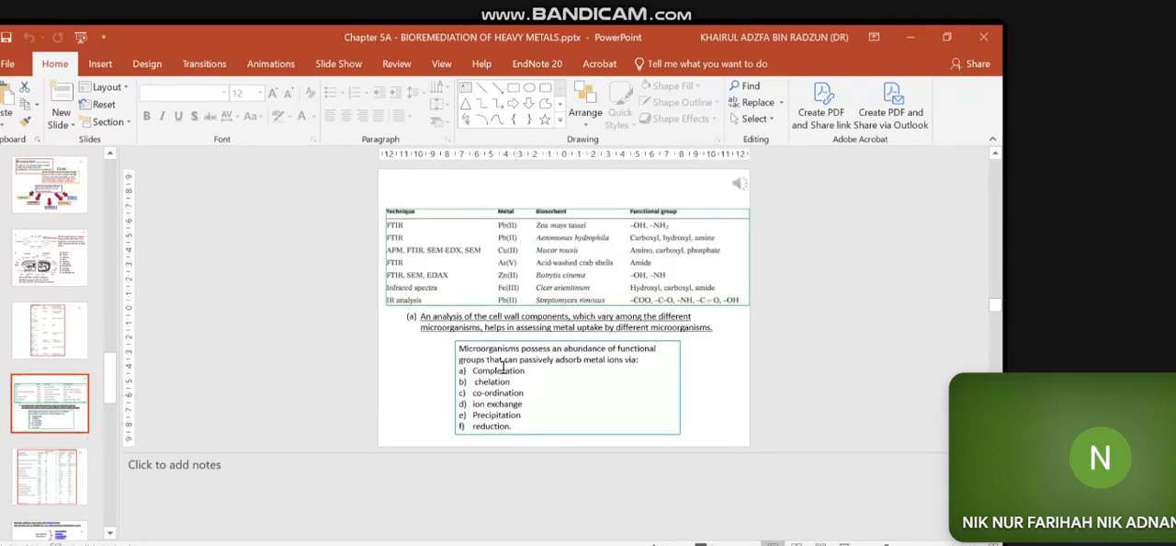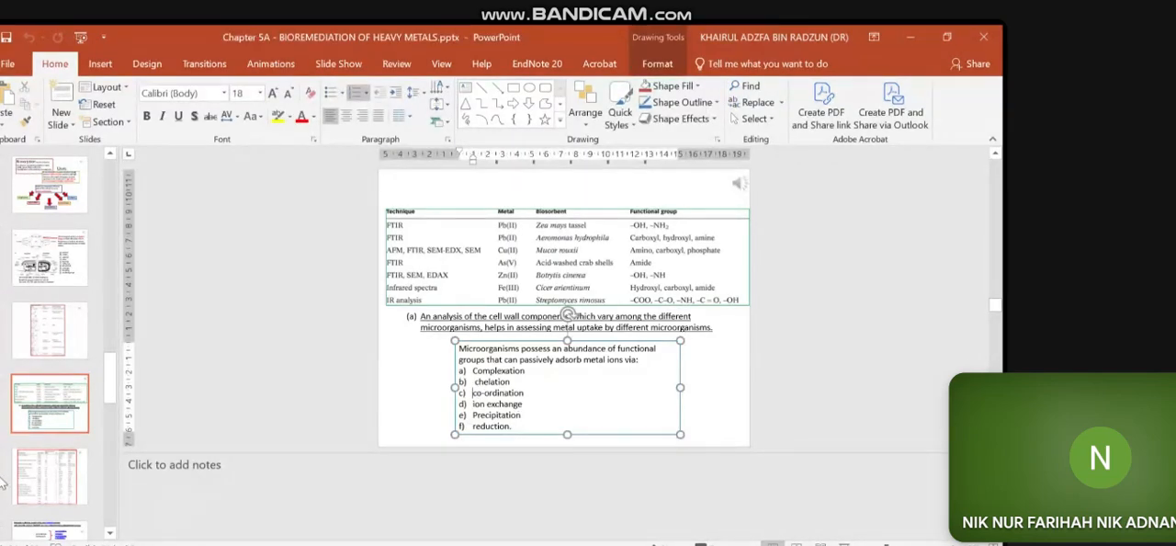And then this one is actually analysis of the cell component, which varies among the different mechanisms, and this will help us see metal uptake by different mechanisms. So we have the processes that are called complexation, chelation, coordination, ion exchange, precipitation, and reduction. So you can read this by yourself.